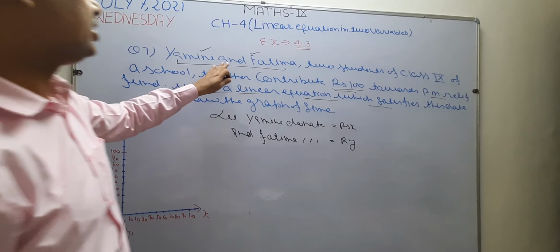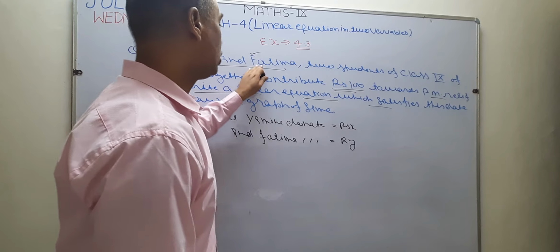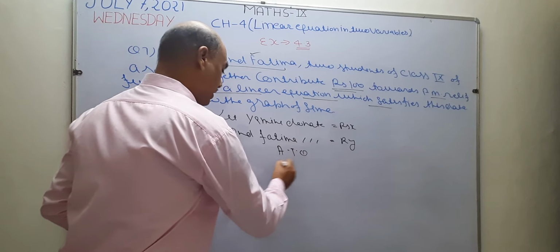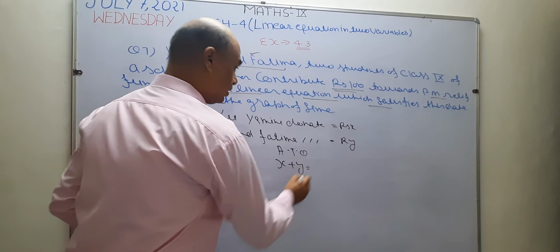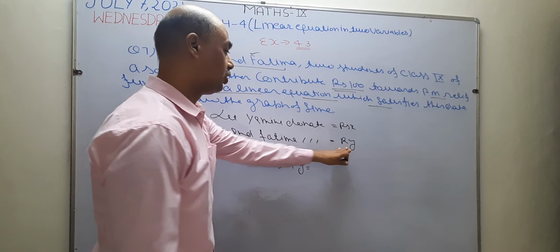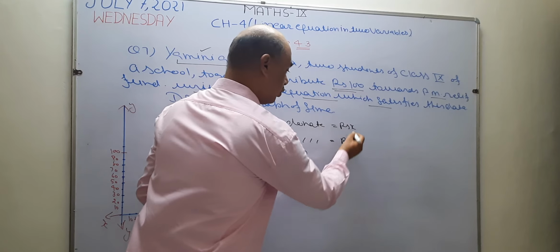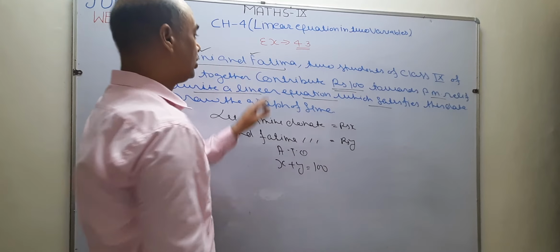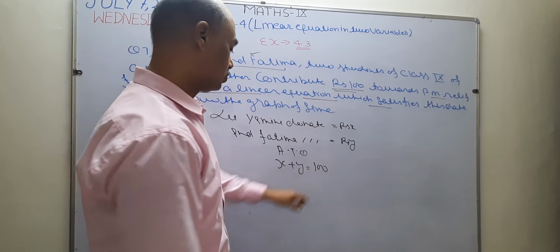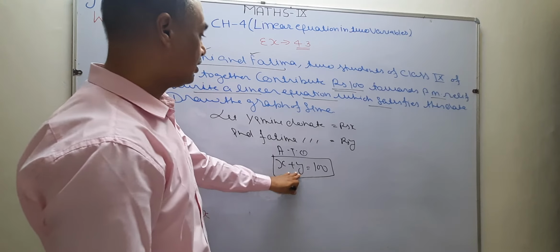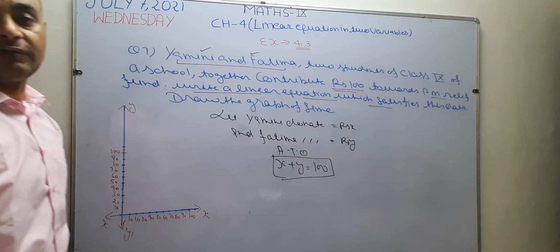Okay, since it is given that the contribution of both is rupees 100, according to the question, x plus y equals 100. This is the donation of Yamini, this is the donation of Fatima. When I add both, it represents 100 rupees because the contribution of both is 100 rupees. So this is the required equation of the given statement.